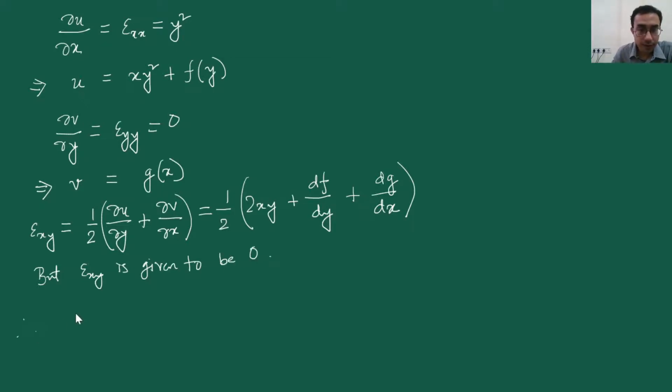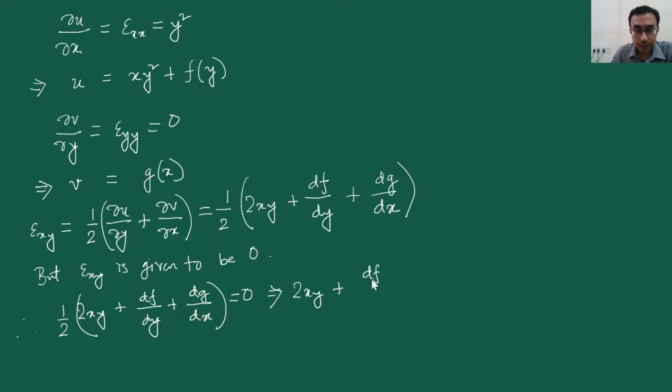Therefore we must have half twice xy plus df dy plus dg dx is equal to 0, or you can just remove this half here. So what we have is twice xy plus df dy plus dg dx is equal to 0.